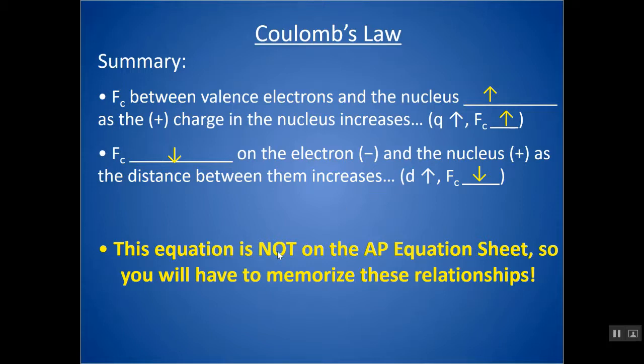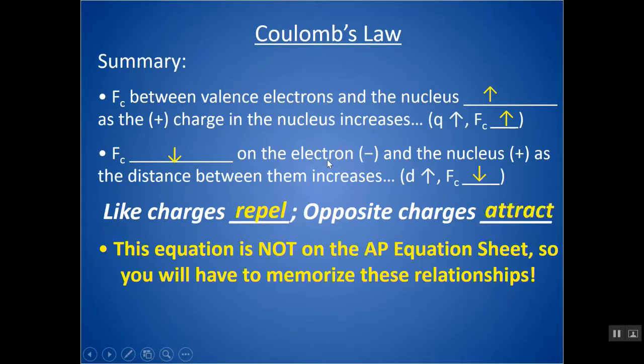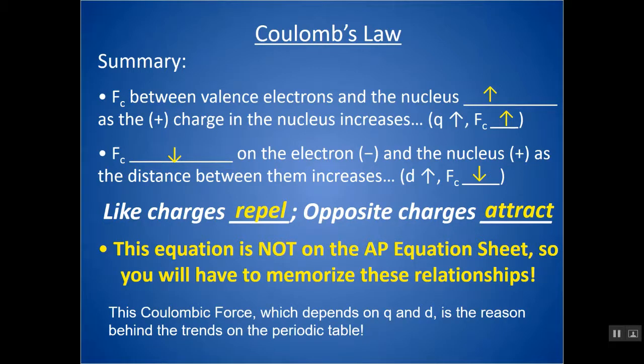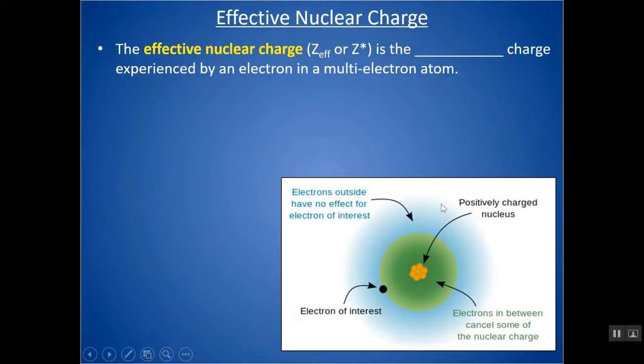Okay, so again, that equation's not on your formula sheet, but you do need to know these relationships. Bigger charge, bigger force of attraction. Bigger distance, smaller force of attraction. Remember that like charges repel and opposite charges attract. So if you're ever trying to figure out or explain a trend on the periodic table, you are coming back to this force of attraction. You're explaining it in terms of Coulombic force of attraction and what's happening in terms of charge and/or distance.